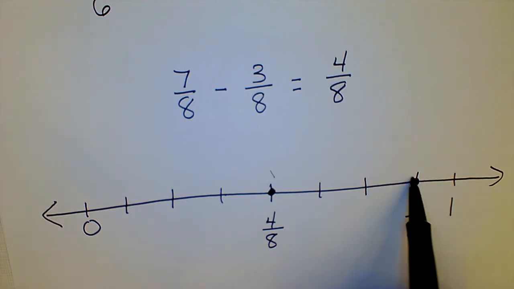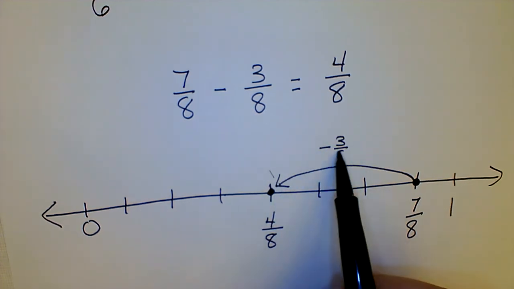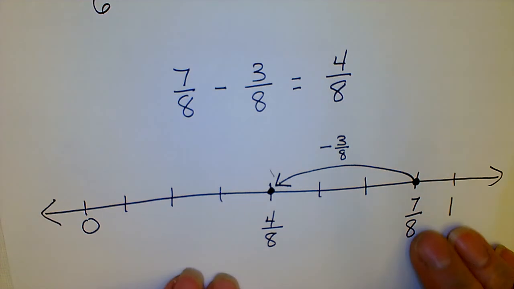And now I need to model that by showing that we subtracted 3/8. Our arrow shows the way we're going. We can say we subtracted 3/8. We're good. Okay, so now we modeled that twice. So now let's do something a little different.